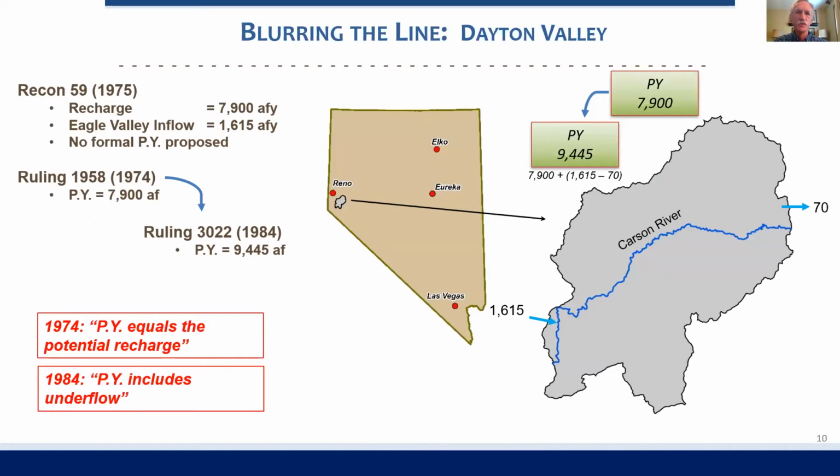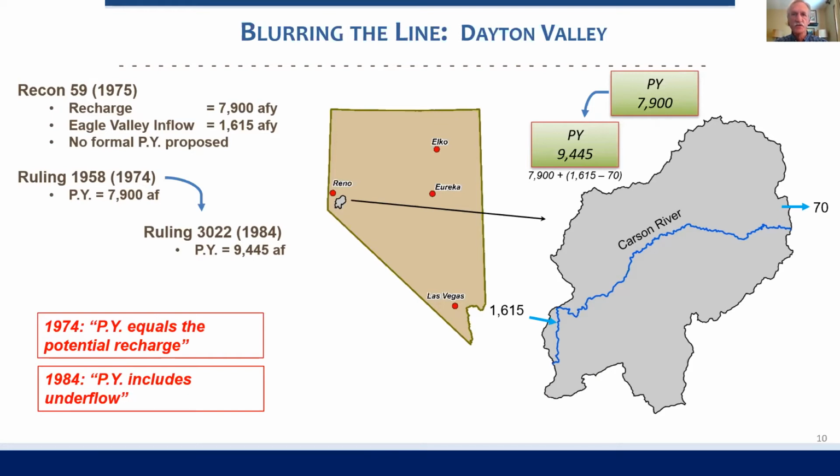So the next example is one from Dayton Valley, and I call this one blurring the line. And this is one that Ed already mentioned. Dayton Valley is located just east of Carson City, and it has the Carson River flowing through it on its way to Lahontan Reservoir. For this hydrographic area, the USGS made estimates of the water budget components, but they didn't specifically recommend a perennial yield value.